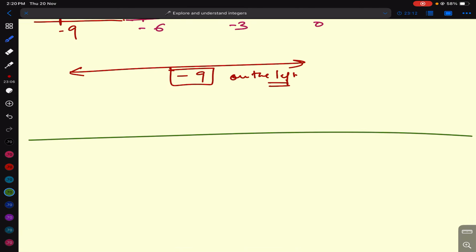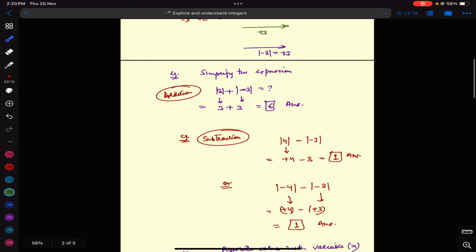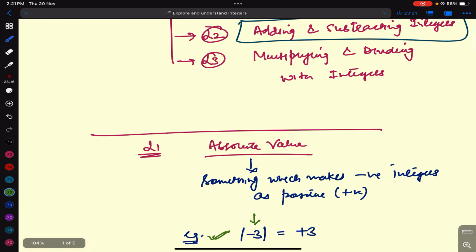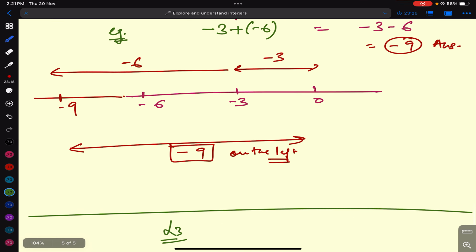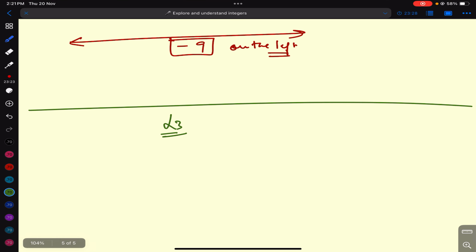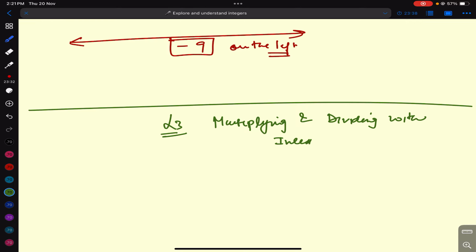Now let's move to the lesson number 3, which is multiplication and division of integers. So what was your lesson number 3 in the first place? So that is multiplying and dividing with integers. Okay, so we have already seen addition and subtraction. Now we'll be seeing the multiplication and division with the integers.